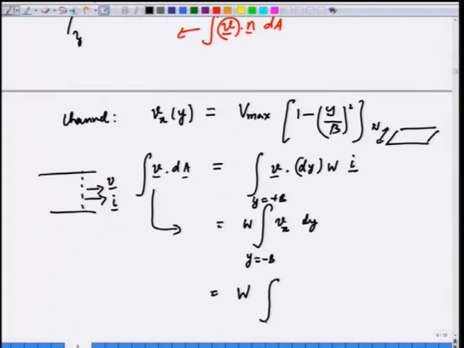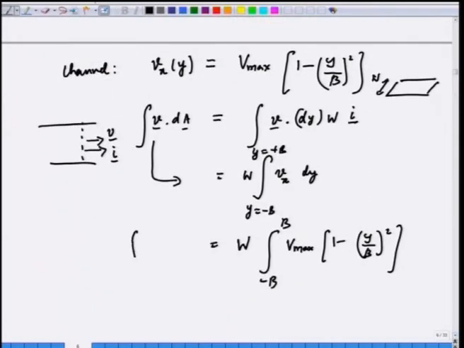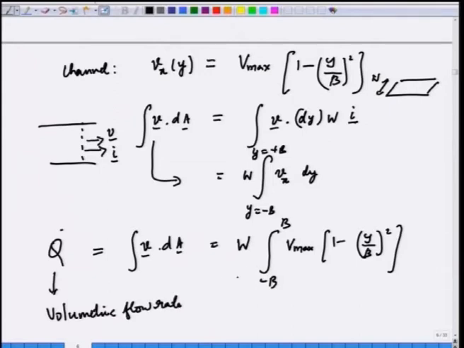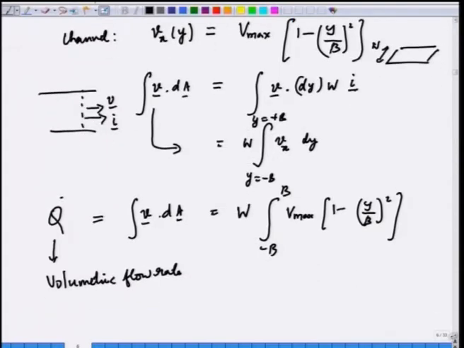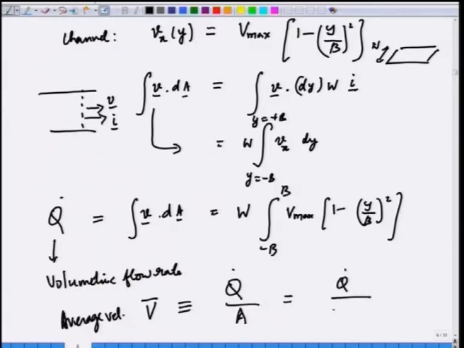So, this is W times the integral from y equals minus b to plus b of v x of y, which is v max times 1 minus y by b, squared. This is the meaning of the integral of v dot dA in general for a non-uniform flow, and this is nothing but the volumetric flow rate in the channel. So, if you want to calculate the volumetric flow rate, this is how one calculates it. To get a definition of an average velocity in the channel, v bar, it is defined as the volumetric flow rate divided by the cross sectional area. So, this is Q dot divided by the cross sectional area of the channel, which is 2b times W.